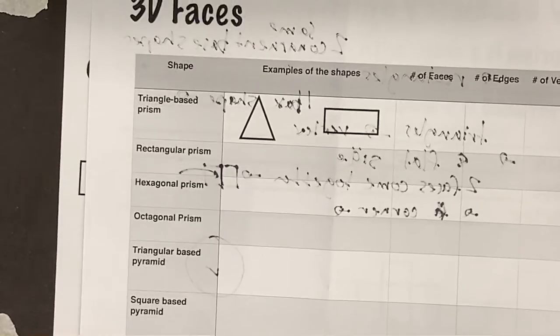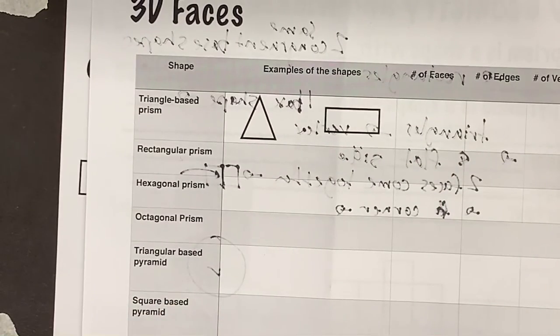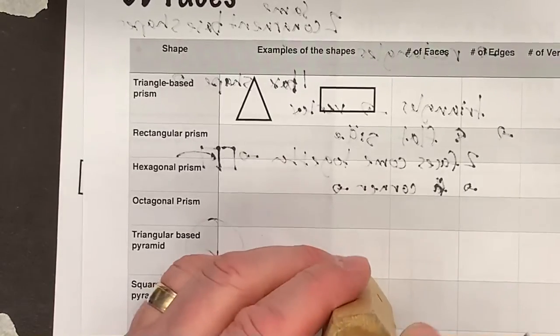On this, what I'm asking students to do is there will be a table of something like this where you will have to count the edges and the faces and the vertices of something. Let's just do one together. Let's do the hexagonal prism.